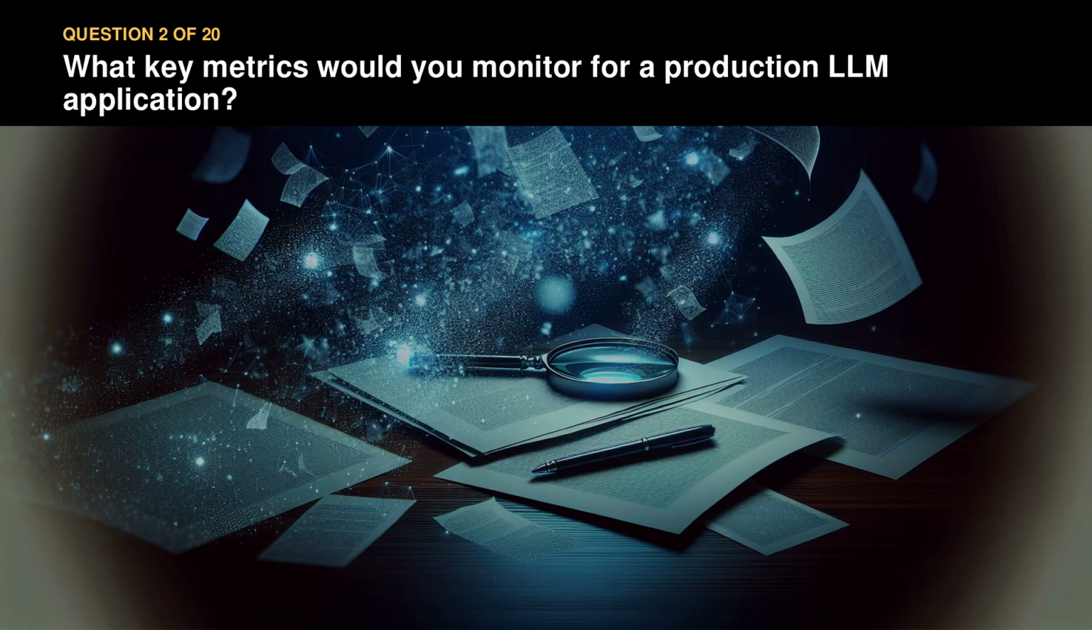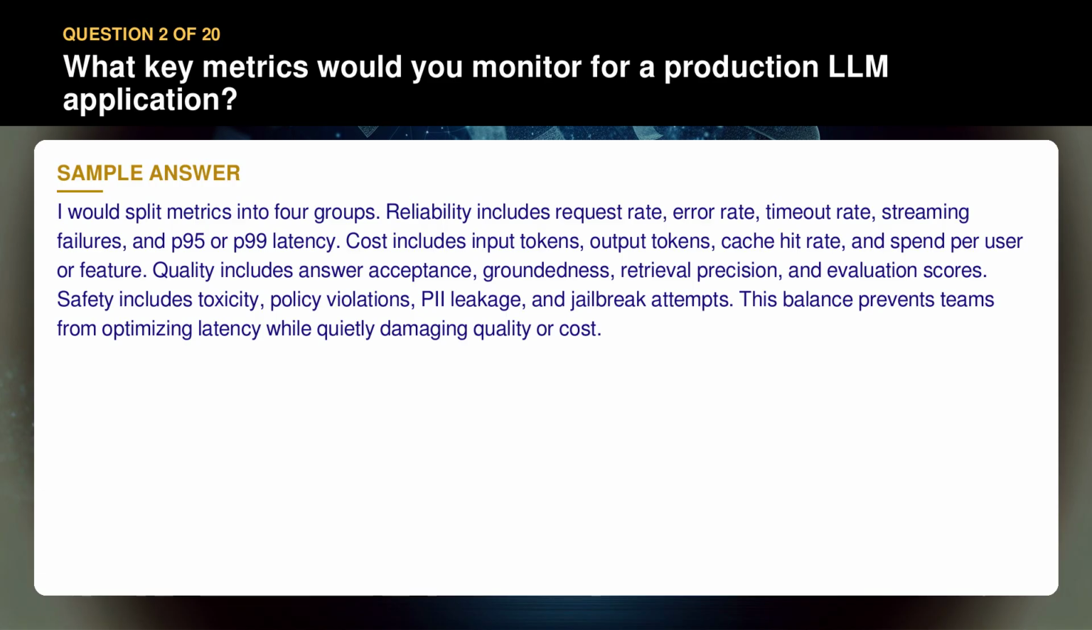Question 2. What key metrics would you monitor for a production LLM application? I would split metrics into 4 groups. Reliability includes request rate, error rate, timeout rate, streaming failures, and P95 or P99 latency. Cost includes input tokens, output tokens, cache hit rate, and spend per user or feature. Quality includes answer acceptance, groundedness, retrieval precision, and evaluation scores.